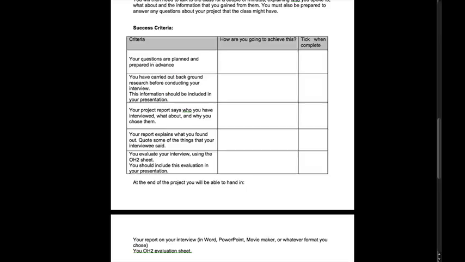You will quote some of the things that your interviewee has said, and you evaluate your interview using the OH2 sheet, and you should include this evaluation in your final piece of submitted work. So at the end of the project, you will be handing in your OH1, your OH2, and your presentation.